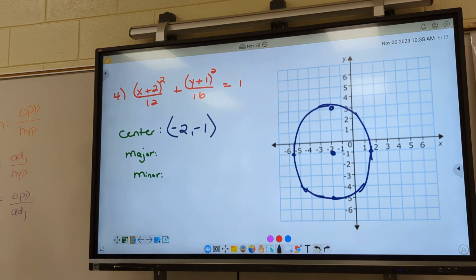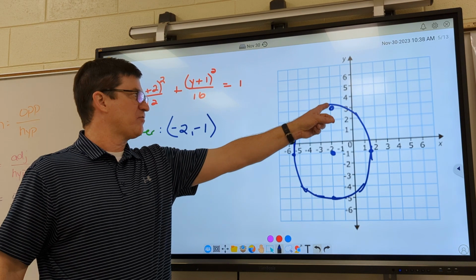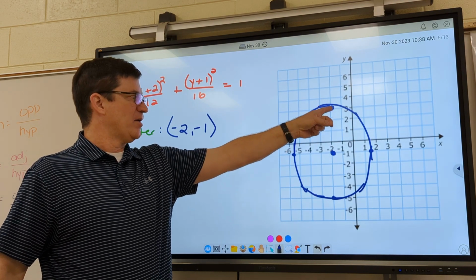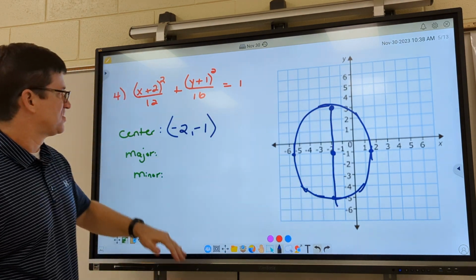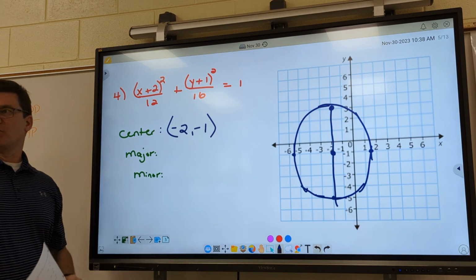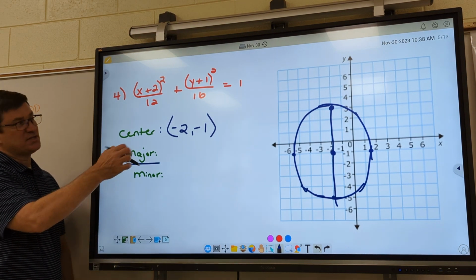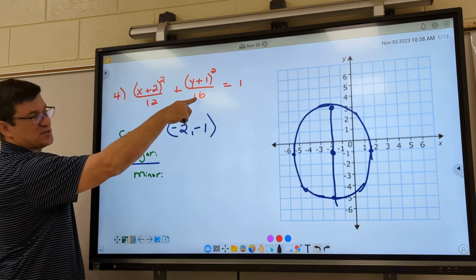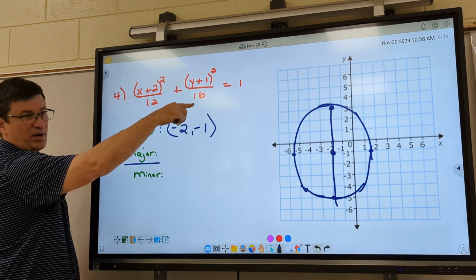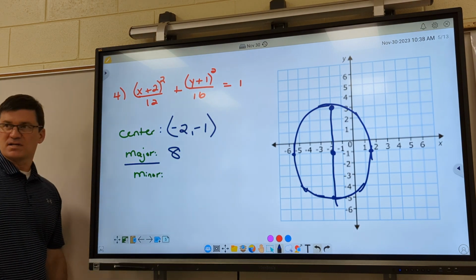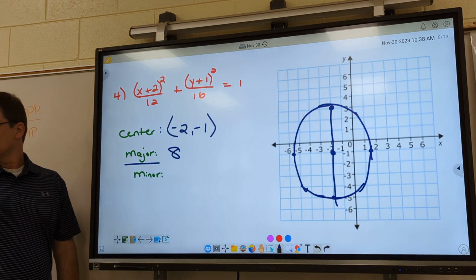All right, I showed y'all how to do the major and the minor on the last problem. We just looked at the graph. You count from 1, 2, 3. Count from there to there is 8. But let's do it up here without looking at the graph, because the ones on the back, you're not going to have a graph. To find the major, Julia, take the bigger number. What's the square root of 16? 4. Double it. 8. That's a lot faster, I think, than counting.